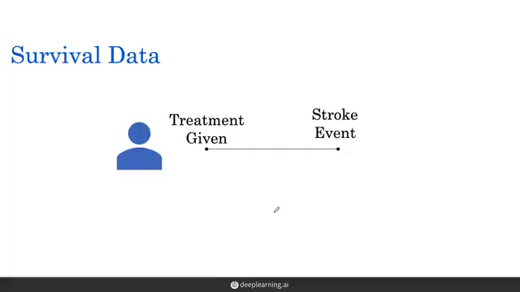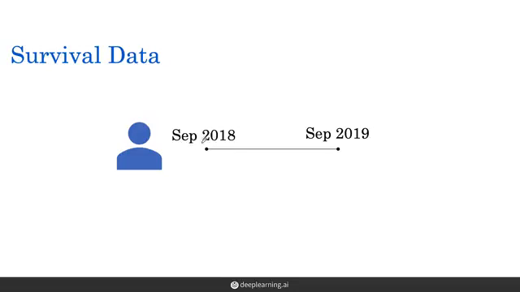So for the example, we're going to be looking at patients who got a treatment and we were monitoring them for a stroke event and seeing how much time passed between the treatment till when they got the stroke, if they had a stroke. And so we have our first patient who got their treatment in September of 2018, and they had a stroke exactly after a year in September 2019.